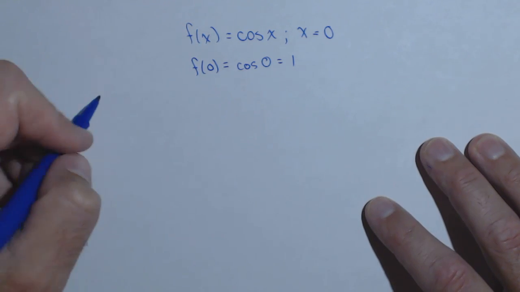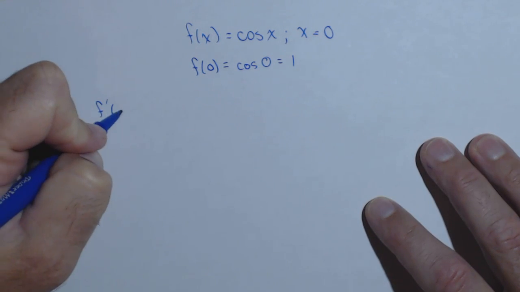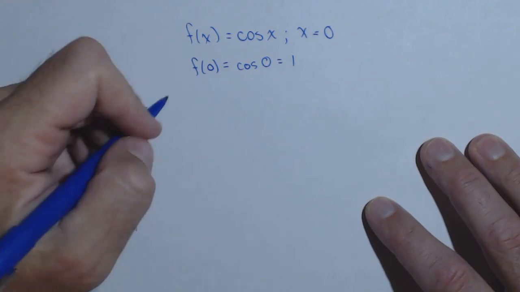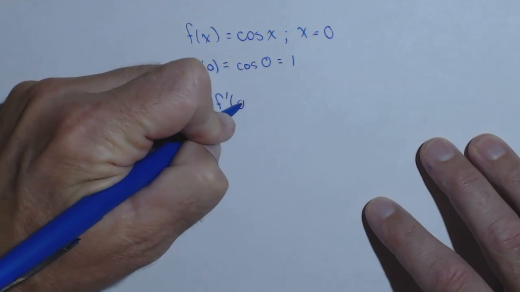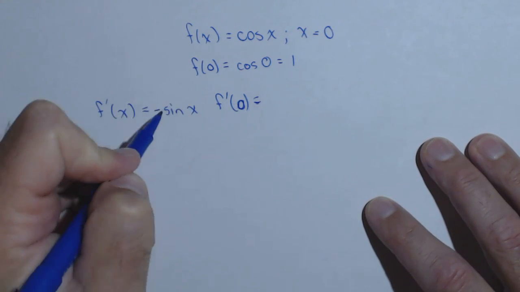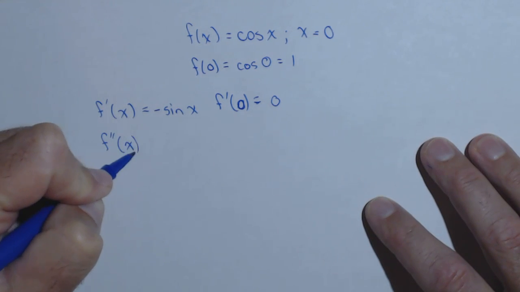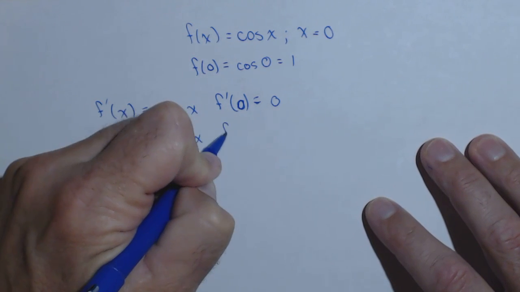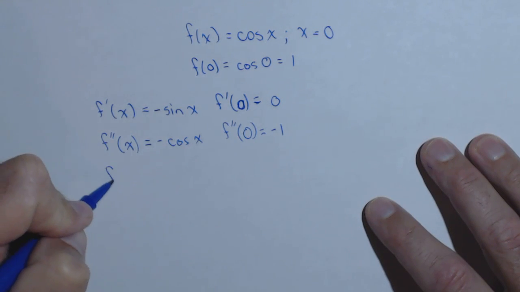Now what we're going to need are the derivatives to find out what its first, second, third, and fourth Taylor polynomials are going to look like. And with a lot of these, you just need to go far enough till you see a pattern. So f prime of x is negative sine of x, and then you evaluate your derivative at the point you're centering the Taylor polynomial. So f prime of 0, negative sine of 0, which is 0. F double prime of x, derivative of negative sine is negative cosine of x. Evaluate that at 0, we get negative 1.